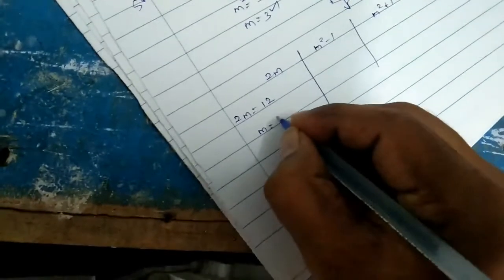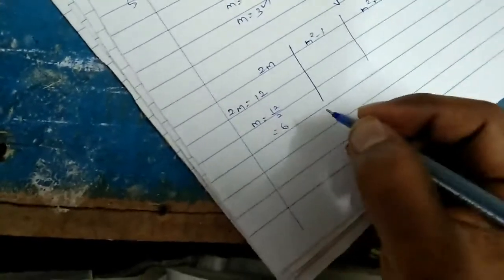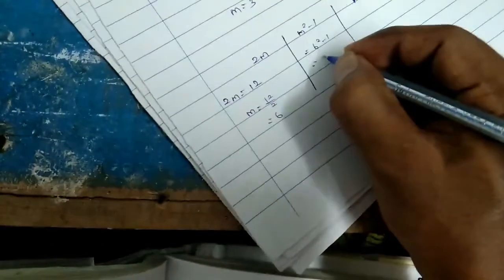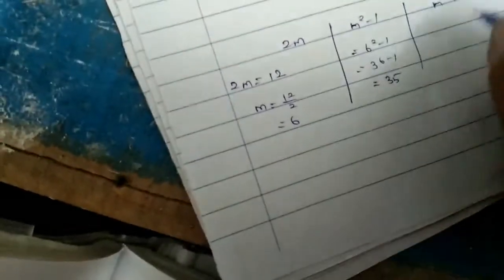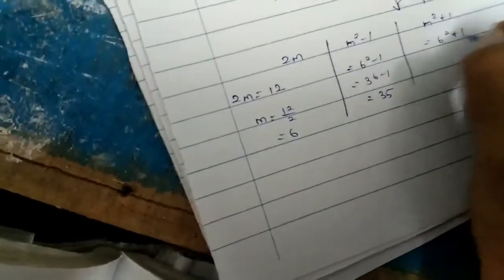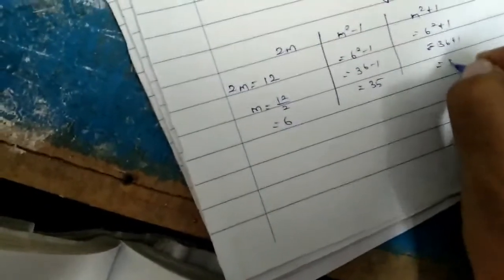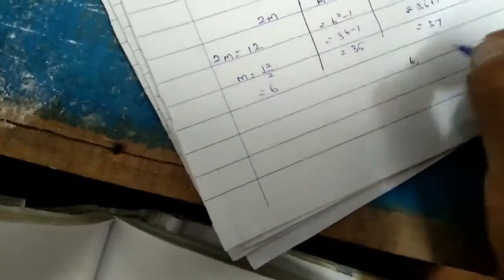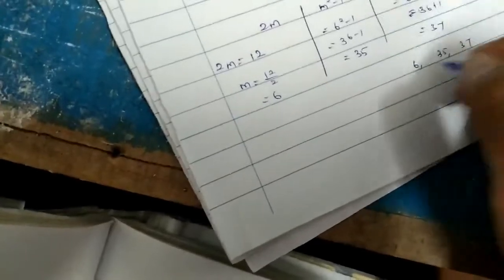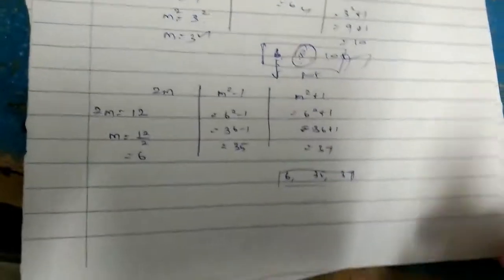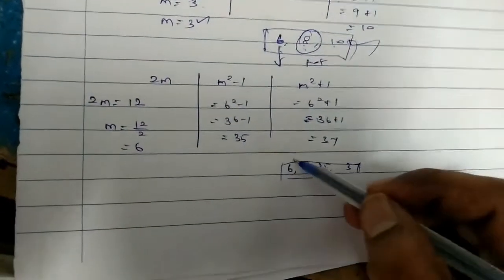m equals 12 divided by 2, that is 6. m squared minus 1 equals 6 squared minus 1, so 36 minus 1, so 35. m squared plus 1 is 6 squared plus 1, so 36 plus 1, so 37. Now 6, 35, 37 are a Pythagorean triplet. But notice that we choose the smallest number satisfying this.